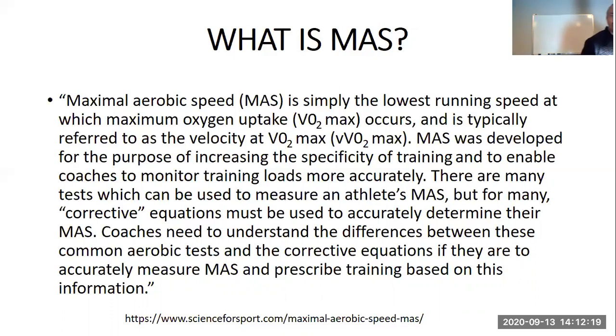Here we go. Maximal aerobic speed is simply the lowest running speed at which maximum oxygen uptake occurs. It's typically referred to as the velocity at VO2 max. MAS was developed for the purpose of increasing the specificity of training and to enable coaches to monitor training loads more accurately. There are many tests which can be used to measure an athlete's MAS, but for many, corrective equations must be used to accurately determine their MAS. Coaches need to understand the difference between these common aerobic tests and the corrective equations if they are to accurately measure MAS and prescribe training based on this information.